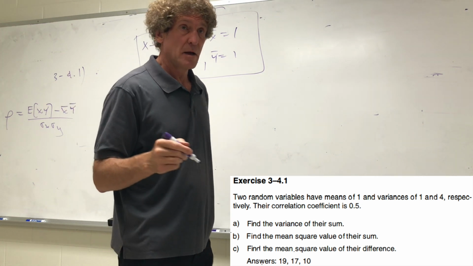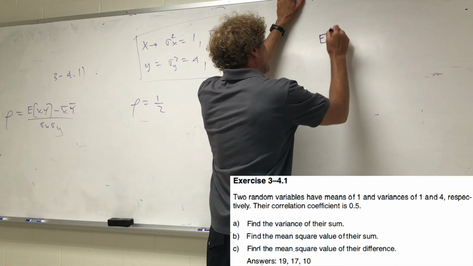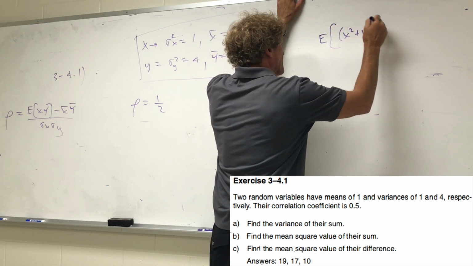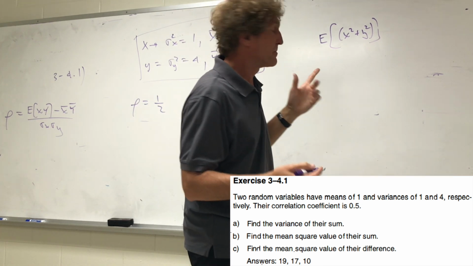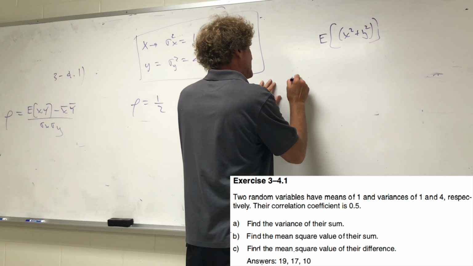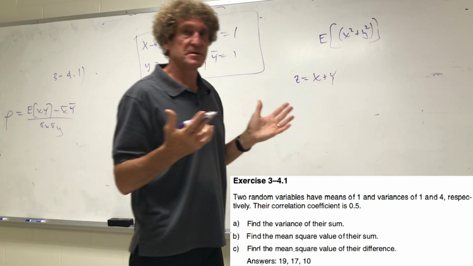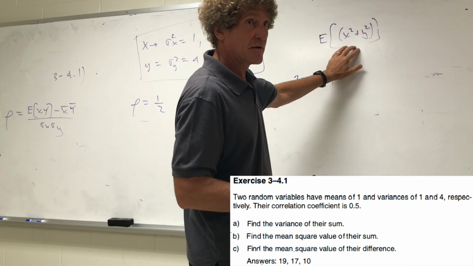Y'all hear them? So they want the variance of their sum. So they want the expected value of quantity x squared plus y squared. You can call that z if you want. It doesn't matter at this point. I'll just say z is equal to x plus y. Create a new variable because it's a sum. So if we do this, we want the expected value of that.